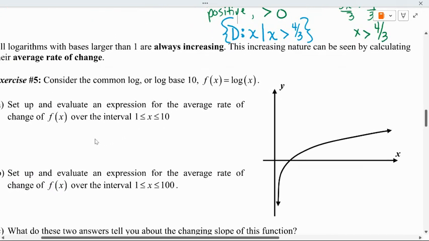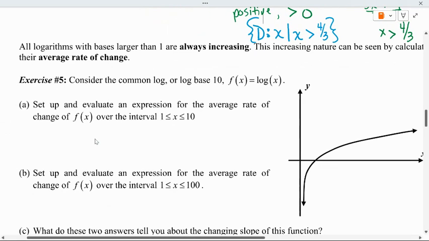So logarithms with bases larger than 1 are always increasing. This increasing nature can be seen by calculating the average rate of change. So consider the common log, log base 10, and we're going to figure out the average rate of change, which is what? Average rate of change is a fancy way of saying what? Slope. This is the same thing as asking for the slope of f of x, which is the common log function, over the interval 1 to 10.